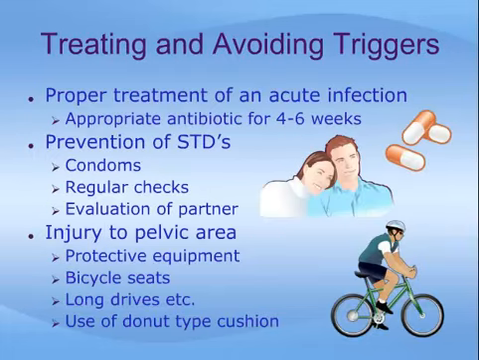Ideally, the best treatment of any chronic condition is prevention. Any acute infection should be treated promptly and thoroughly, and this will usually involve the use of appropriate antibiotics for 4 to 6 weeks, possibly with an alpha blocker to prevent another infection.